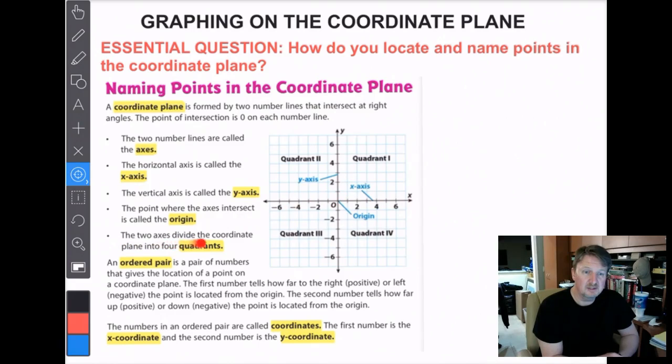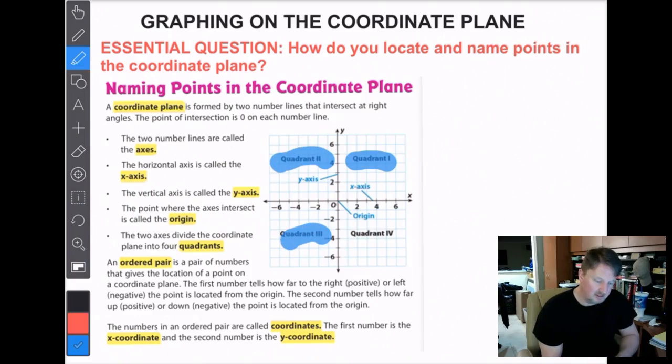Okay, the two axes divide the coordinate plane into four quadrants. Okay, and you can see right here, let's do blue here and highlight it. Your first quadrant is quadrant 1, and it starts right here in the top right. The second quadrant is quadrant 2, and that's in the top left. Quadrant 3 is right there, and then quadrant 4 is right there, and they each have their own special characteristics, and we're going to talk about that as well.